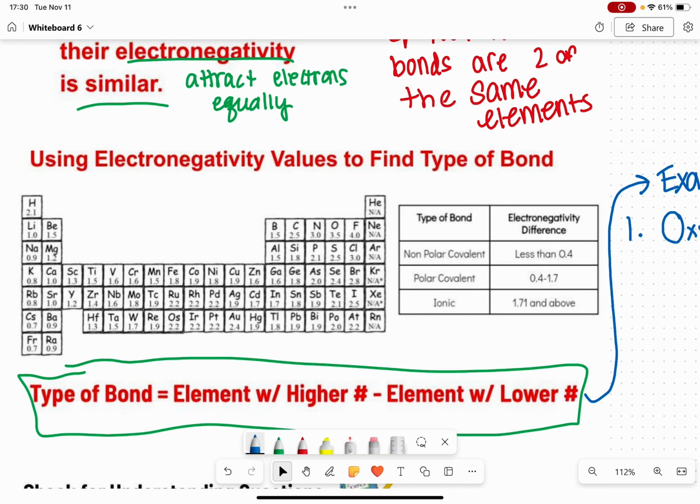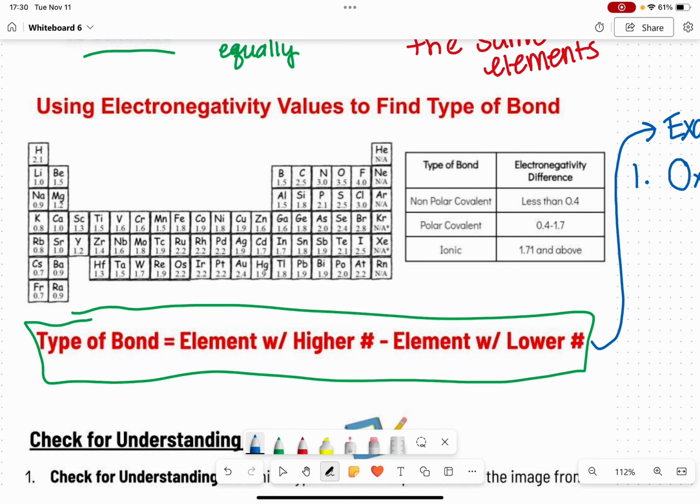So how do we figure out if it's nonpolar, polar, or ionic? To do that, we need to use the electronegativity values and calculate the difference. The difference, or your answer from this equation, is going to fall into one of three categories: nonpolar, where it's less than 0.4, polar, 0.4 to 1.7, or ionic, 1.71 and above.